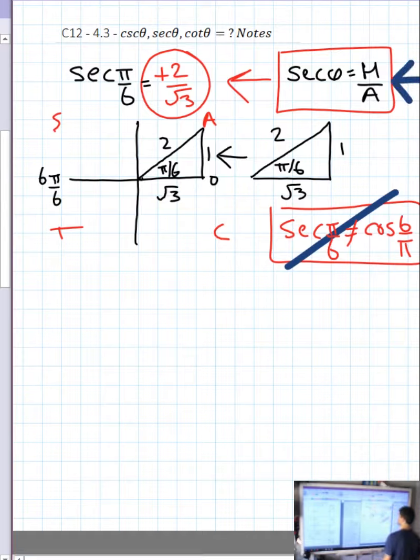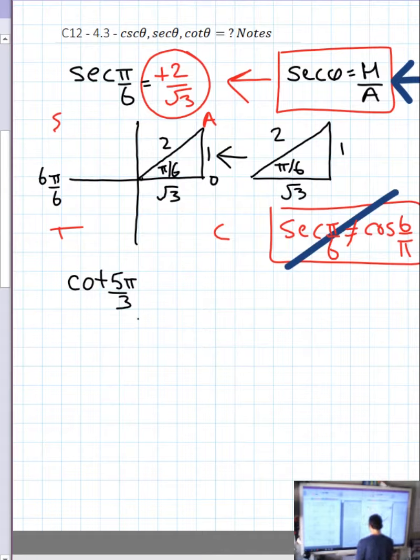This is the definition of secant. Okay, let's take a look at one more example from this page. Let's go for cotan of 5 pi over 3. This is the example in the notes at the bottom right-hand corner.